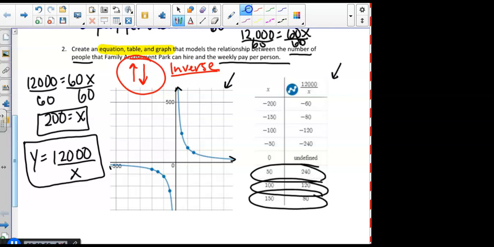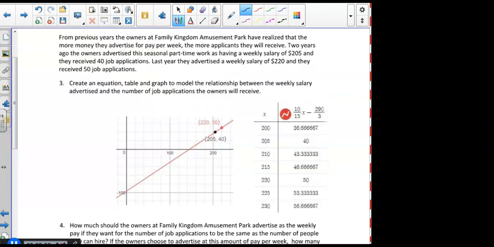Moving on to number 3, we are told that in previous years the owners of Family Kingdom Amusement Park have realized that the more money they advertise for pay per week, the more applicants they receive, which makes sense. The more money you're going to get paid, the more job applicants you're going to see. 2 years ago, the owners advertised the seasonal part-time work as having a weekly salary of $205, and they received 40 job applications. Last year, they advertised a weekly salary of $220 and they received 50 applications.